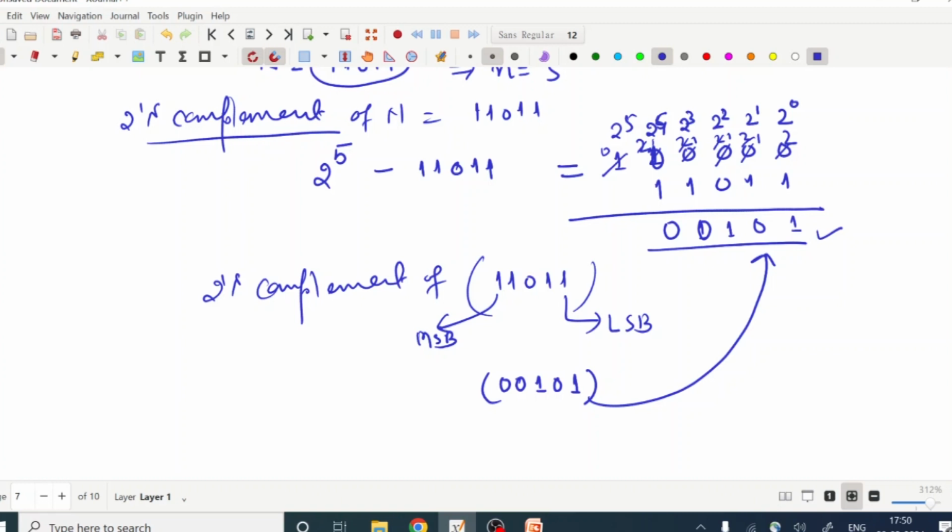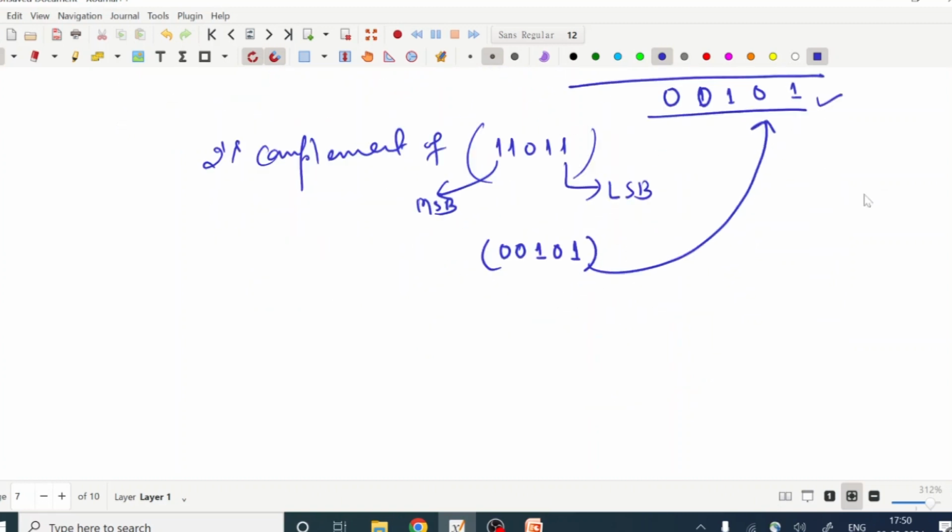Let us see how we compute the 1's complement, and we also compute the 2's complement by adding 1 to the least significant digit of the 1's complement. So first we compute the 1's complement, and then with the help of the 1's complement we compute the 2's complement also. For the 1's complement we use the general formula 2 to the power n minus 1 minus n.